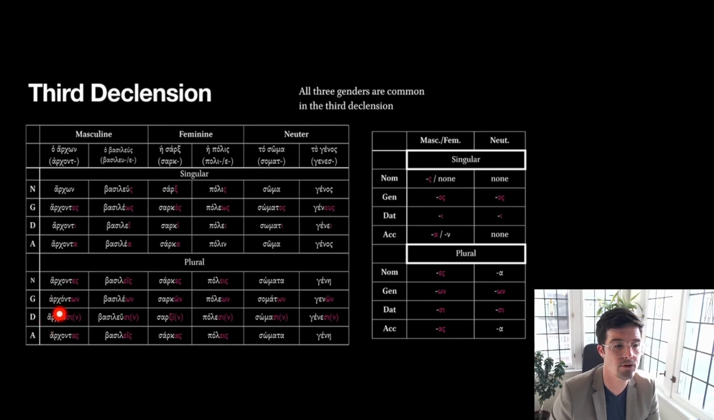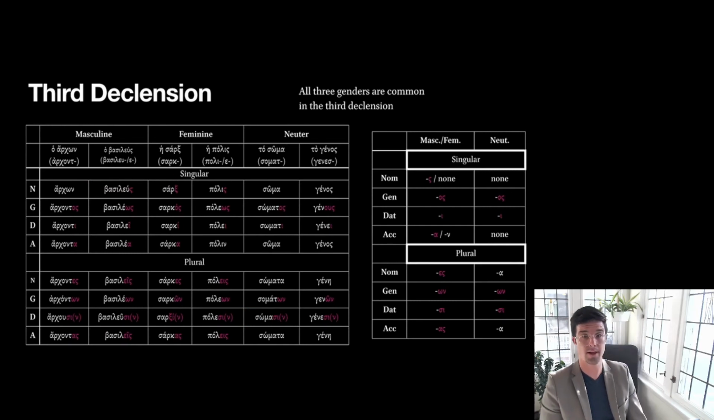Archousin, the nu tau doesn't like to have a sigma with it, so it drops out, and the omicron has lengthened to an ou. So where you're going to see the most irregularities is in the nominative singular and the dative plural. And you'll see that across all of these here. And that's consistent throughout the third declension.